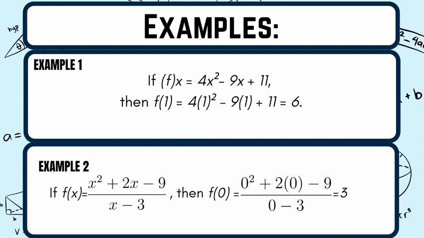So if f of 0, the x in the whole equation, every x we see, we substitute with 0, which is 0 squared plus 2 times 0 minus 9, all over 0 minus 3, is equal to 3.